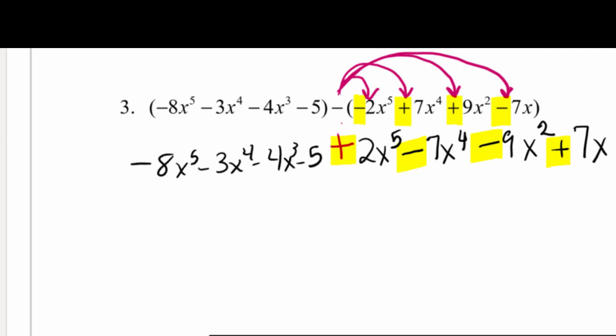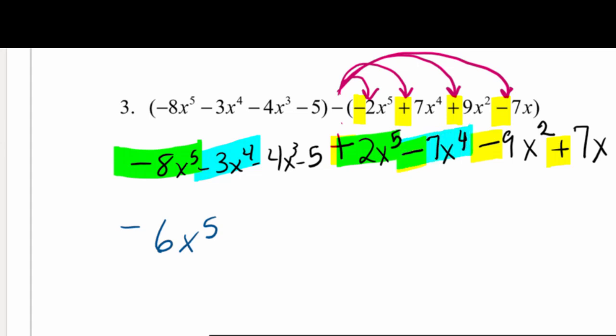So let's combine some like terms now. The first set of like terms will be the negative 8x to the fifth with the positive 2x to the fifth. And that's going to give us a negative 6x to the fifth. The next set of like terms is the negative 3x to the fourth, which is combined with the negative 7x to the fourth. And that's going to give us a negative 10x to the fourth. The next set of like terms is the negative 4x cubed combined. Oh, there's no x cubed term in the polynomial on the right. So we're just going to write a negative 4x cubed.